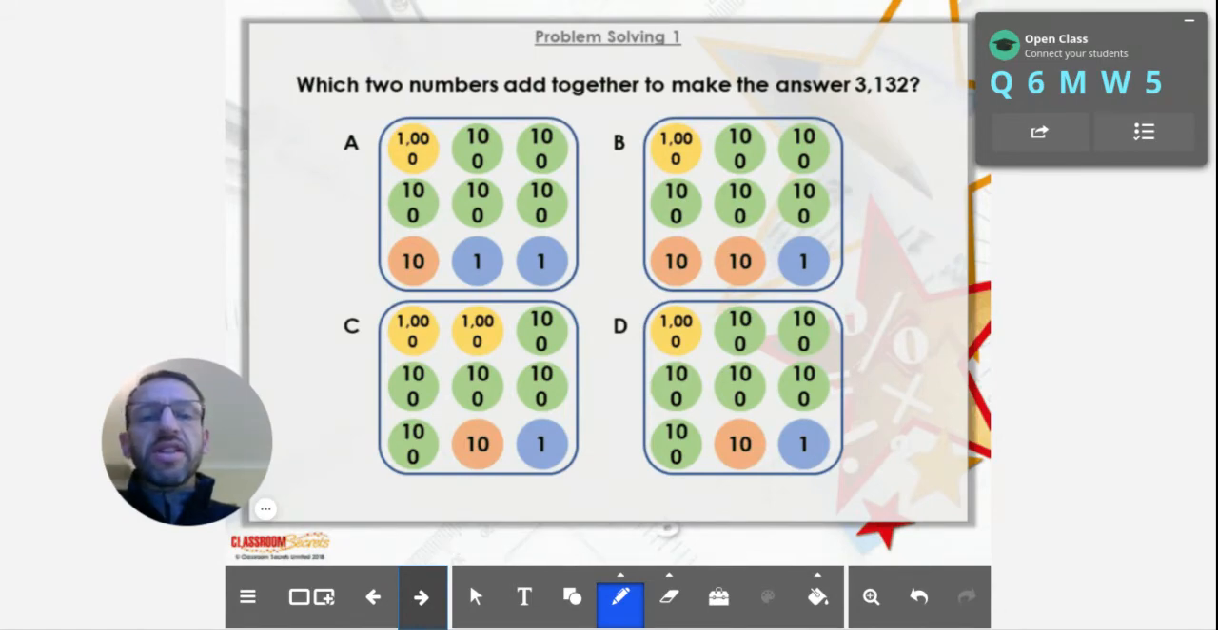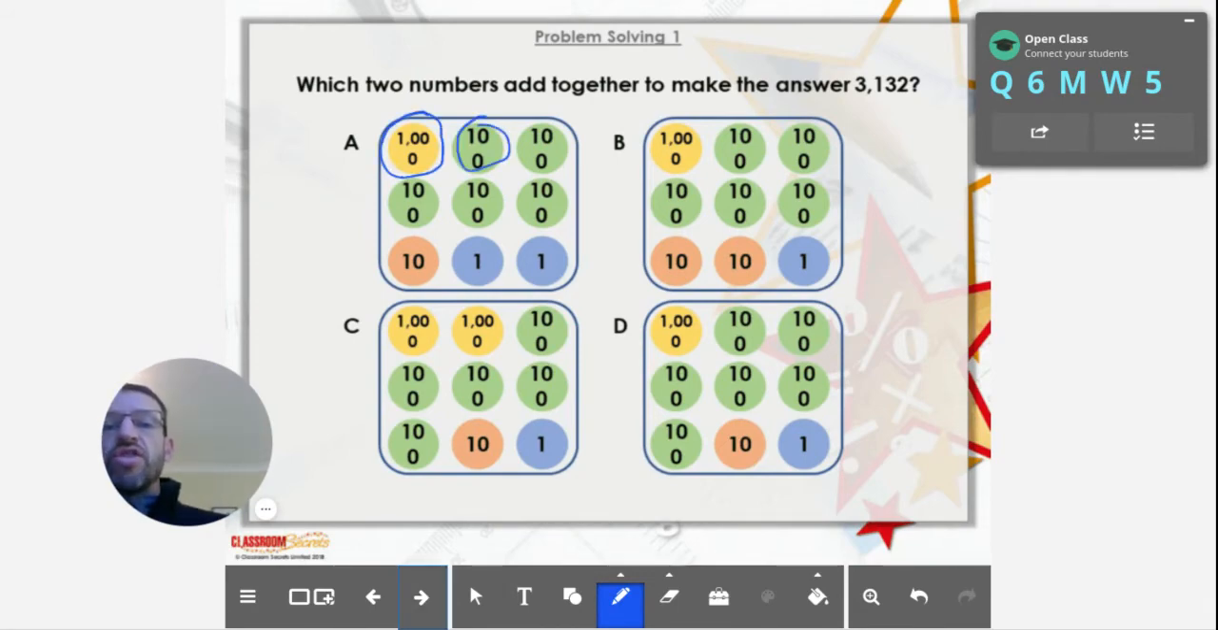We've been given sets of discs again, so we're going to use our place value knowledge to find out what is in each box. So we've got four numbers, A, B, C, and D. We need to know which two of them add up to 3,132. So the first thing I'm going to do is look at what each box has got in it. So this is 1,000.